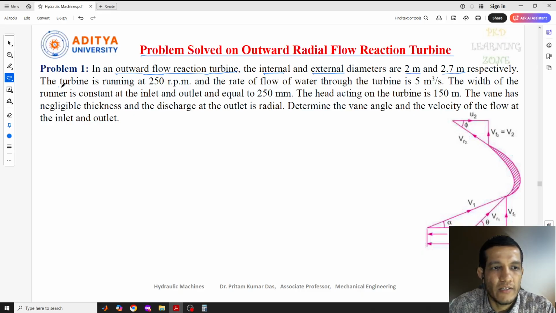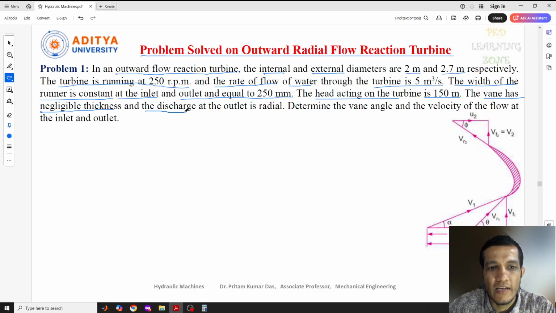The turbine is running with a speed of 250 rpm and the rate of flow of water through the turbine is 5 meter cube per second. The width of the runner is constant at inlet condition and at outlet it is equal to 250 millimeter. That means towards outlet it is increased and here it is constant. The head acting on the turbine is 150 meter and the vane has negligible thickness. The vane is nothing but the blade.